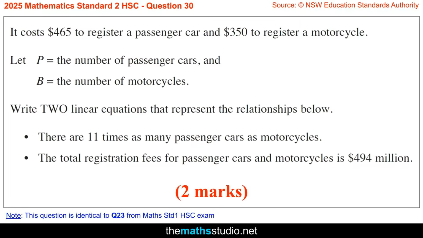Question 30. It costs $465 to register a passenger car and $350 to register a motorcycle. Let P equal the number of passenger cars and B equal the number of motorcycles. Write two linear equations that represent the relationships below. There are 11 times as many passenger cars as motorcycles, and the total registration fees for passenger cars and motorcycles is $494 million.